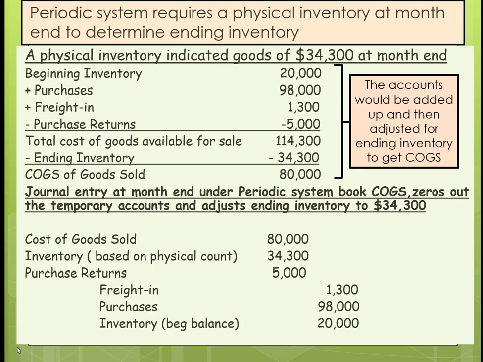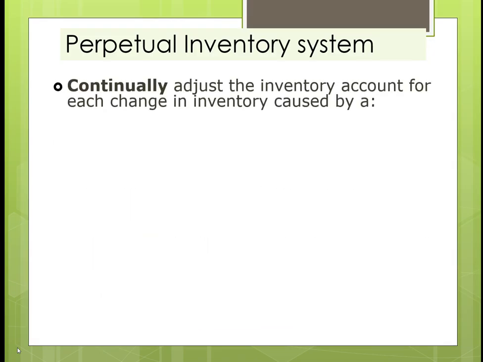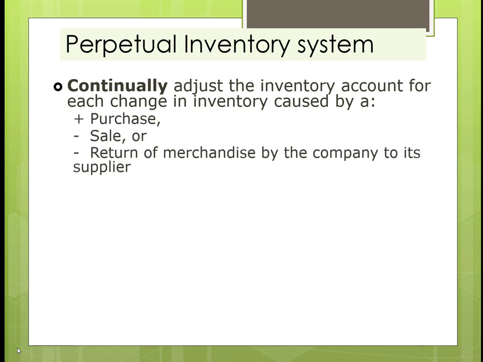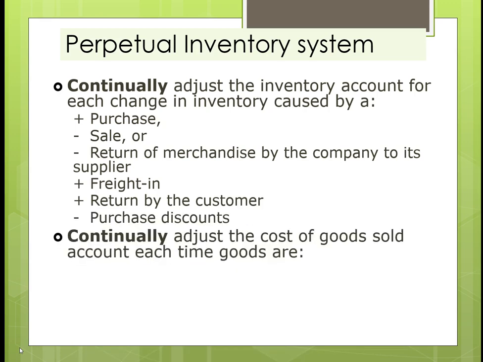Now we're going to take a look at the perpetual inventory system. Now, we continually adjust the inventory account for each change in inventory caused by purchases, sales, and returns of merchandise by the company to its supplier. Now, these all would be booked to the inventory account. We're going to add freight in plus returns by customer minus purchase discounts. So we're continually adjusting the inventory account to get cost of goods sold.